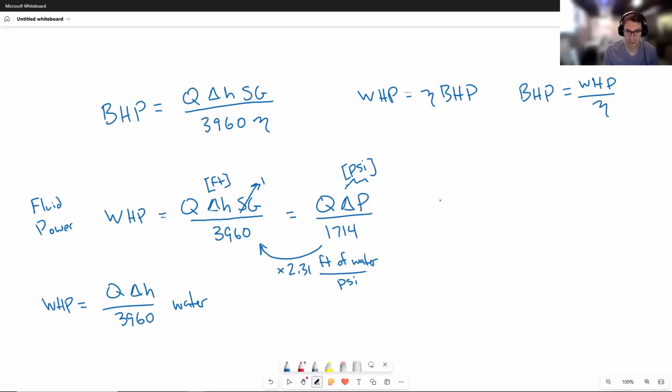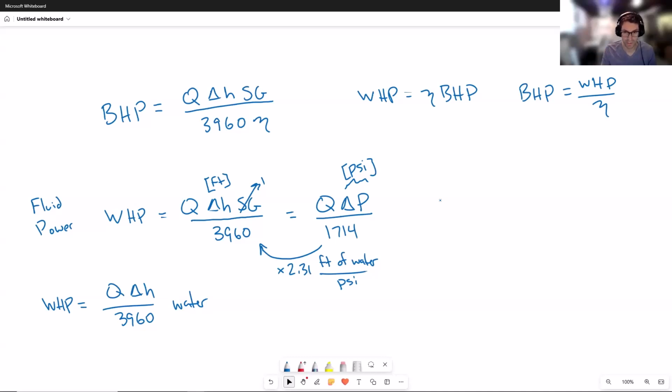Why? Because the height of a column of fluid that isn't water is going to exert a different pressure. If it's more dense than water, right, it's a higher density, it's going to have a higher specific gravity. Like if it's mercury, which has a density that's like 13 times that of water, it takes a much smaller column to produce the same pressure.